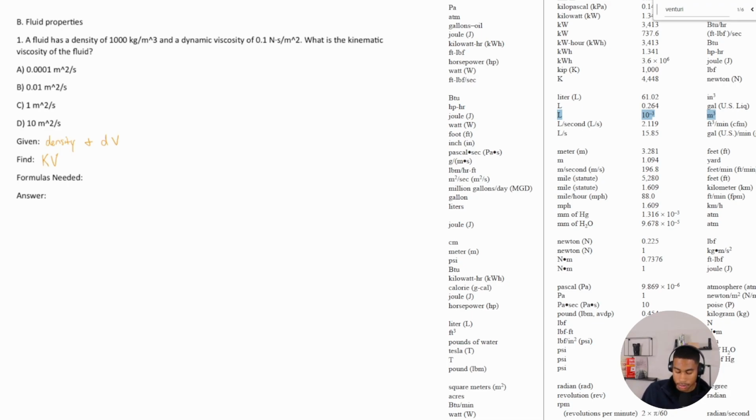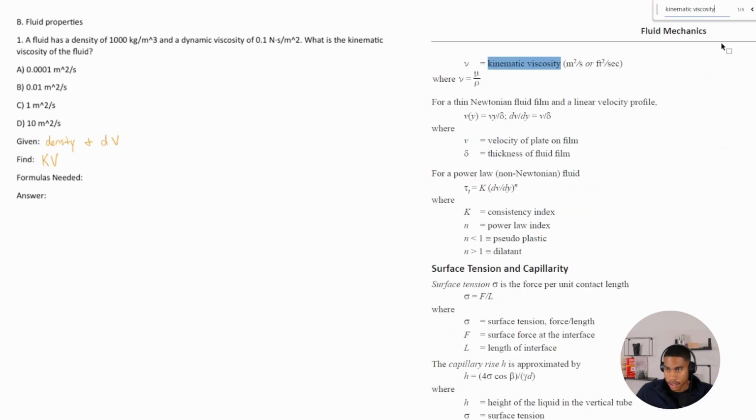Okay, so what formulas do we need? Well, I don't know by heart the formula for kinematic viscosity, but I know that's what I'm trying to find. So I'm just going to do a quick search. All right, so I do a search for kinematic viscosity. Here's what comes up. Kinematic viscosity is the symbol, kind of, V.